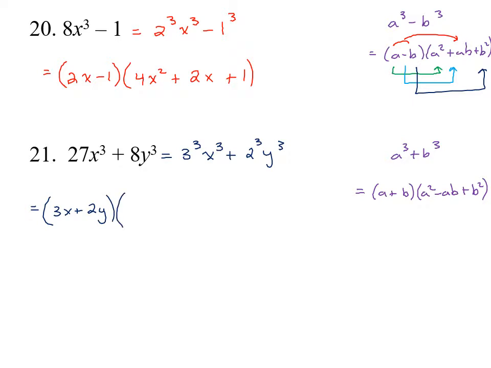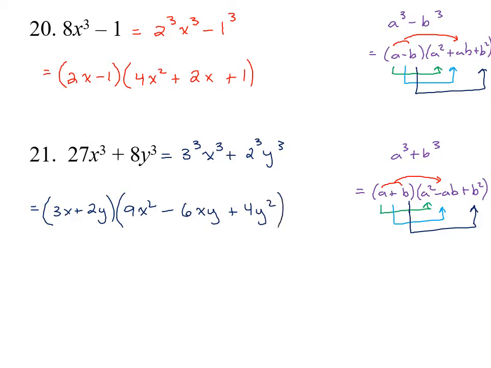And then I do the same process again. Notice the first one gets squared. So 3 squared is 9. And then the x becomes x squared. The sign gets swapped. So this will now be a minus sign. I will multiply these two together to give you the middle. And so 3 times 2 gives me 6. And then I'll have x times y. And then the last one, I just square the b to get b squared. So 2 squared is 4y squared. And that's how you do factoring with a sum or difference of cubes.